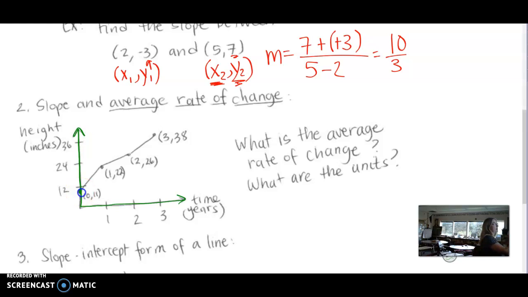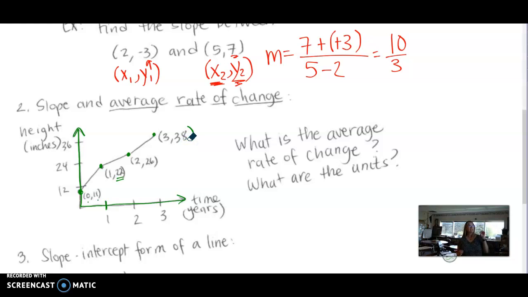Let's say that you start out at time 0, you're born, and you are 11 inches tall. So you have (0, 11). At time 0, you start out at 11 inches. After 1 year, you're now 22 inches, so we have this point (1, 22). After 2 years, you're 26 inches. After 3 years, you're at 38 inches.